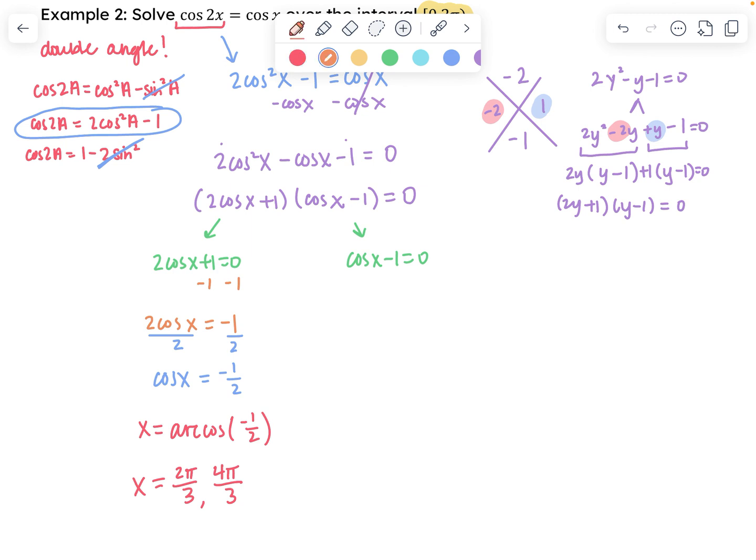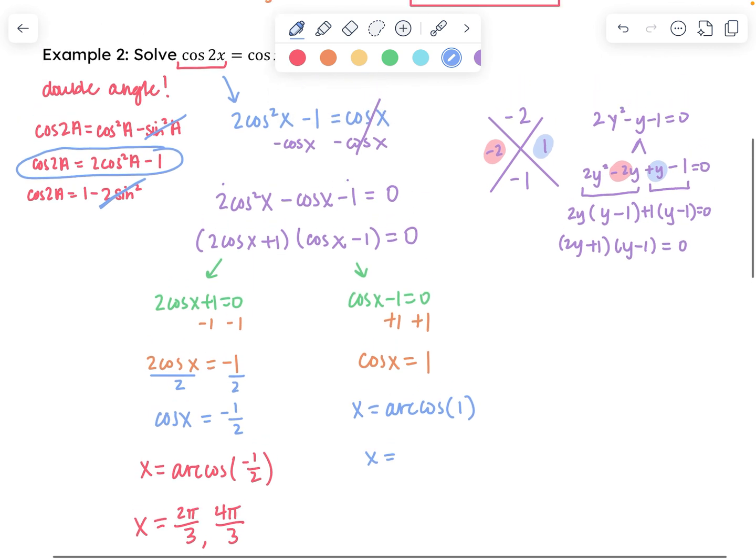Okay, for this one, I would add 1 to both sides. The cosine x equals 1. Then x is going to equal the arc cosine of 1. Cosine is 1 only at 0 or 2 pi.